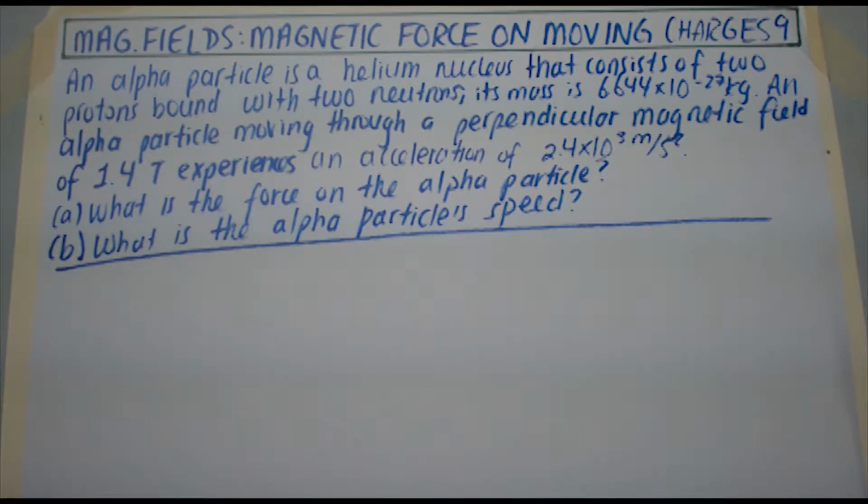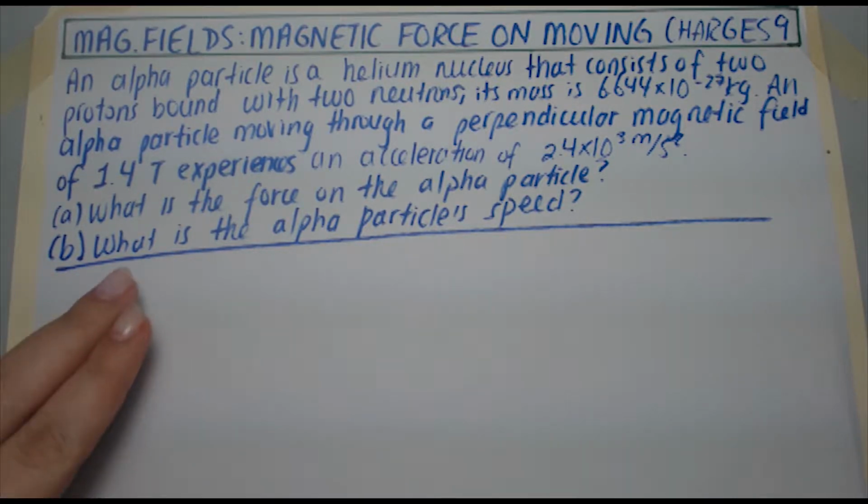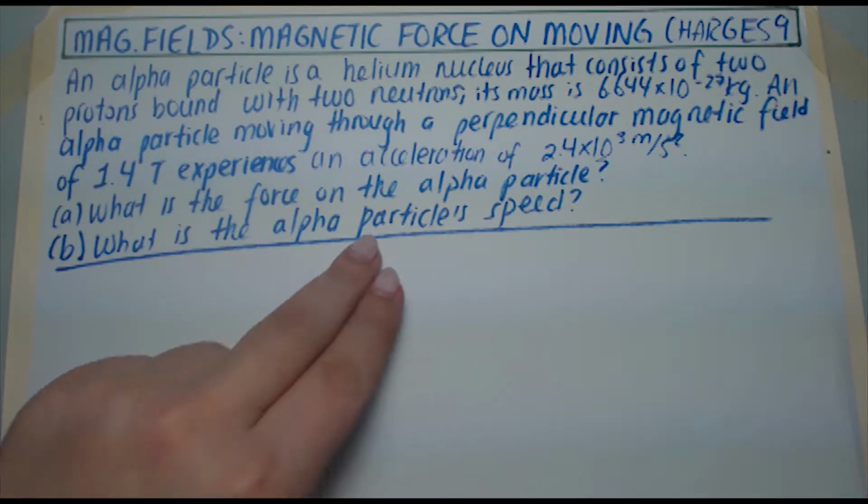Part A, what is the force on the alpha particle? And part B, what is the alpha particle's speed? Okay, so this question is nice. It actually sets it up for us how to find part B through part A. But expect sometimes you might just be given a question that you're going to go straight to part B, okay?